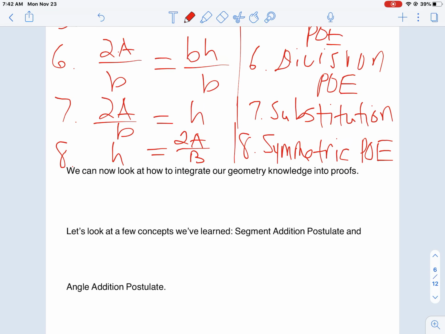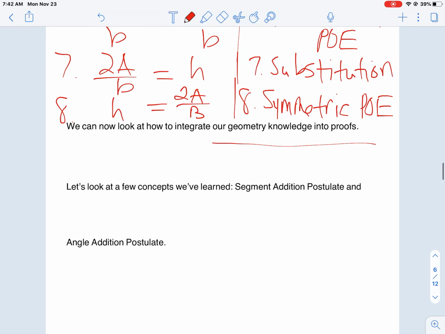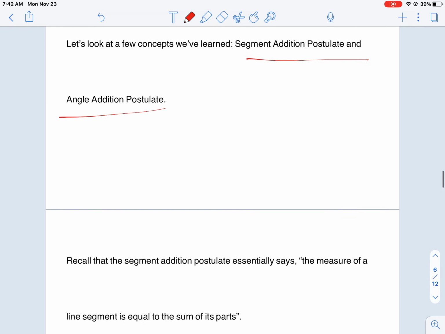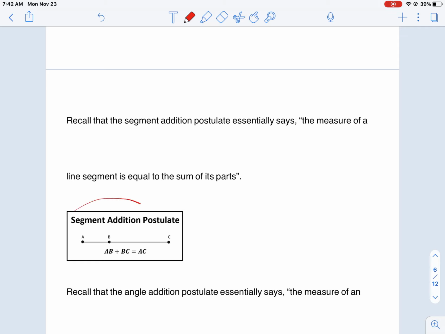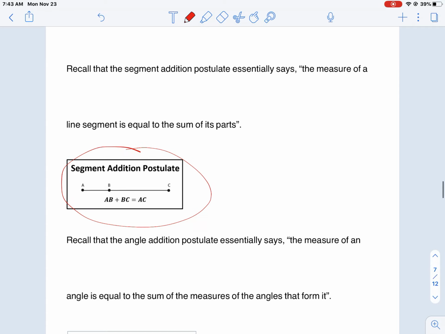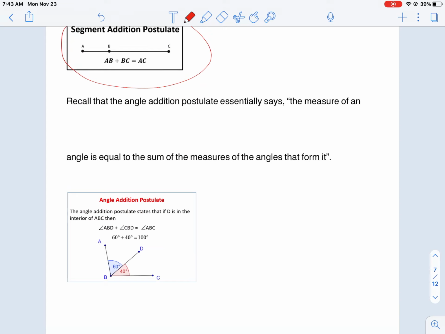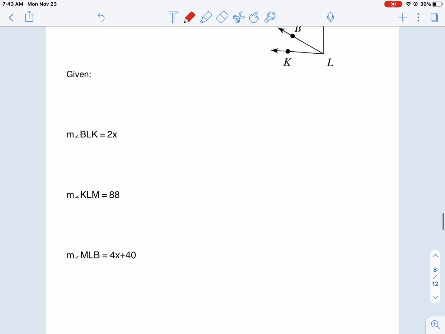All right, so we now want to add our geometry knowledge into proofs. We're going to look at the segment addition postulate and the angle addition postulate. Remember, the segment addition postulate said that the measure of a line segment is equal to the sum of its parts. You can break up a big line segment, and that'll equal the smaller line segments. The angle addition postulate is basically the same thing for angles. If they're adjacent, their measures can add up to equal the entire angle. And we did this previously.